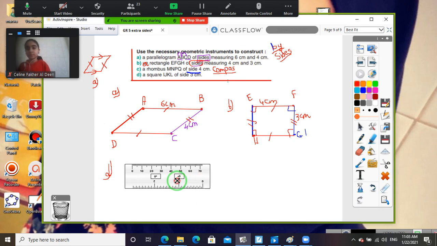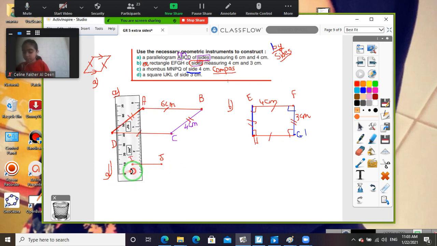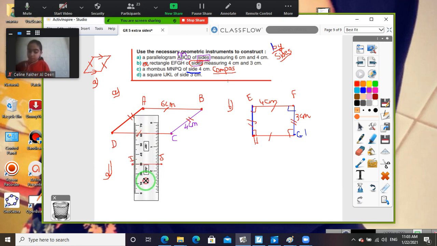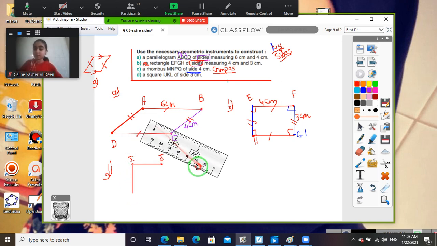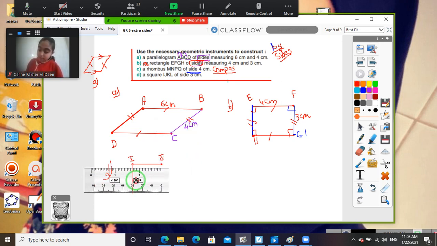Part D. We should draw a square of side 3 centimeter. It has 4 equal sides and perpendicular. This is the first one, IJ. And I should put the coded information. Equal and perpendicular. And from here also 3 centimeter, and perpendicular. We should draw it perpendicular. So use your set square. Some students can draw it with this ruler. No problem. But it's better to use the set square. And from here, 3 centimeter also.